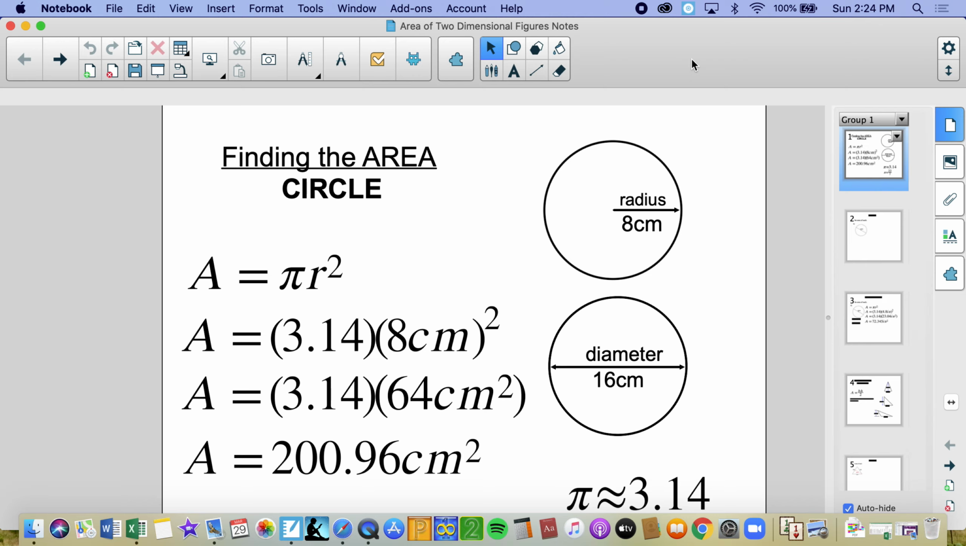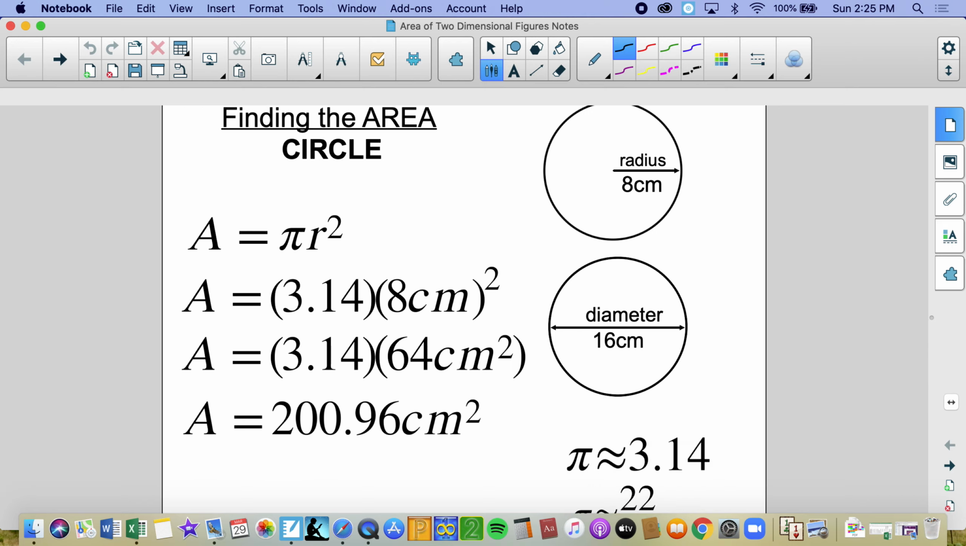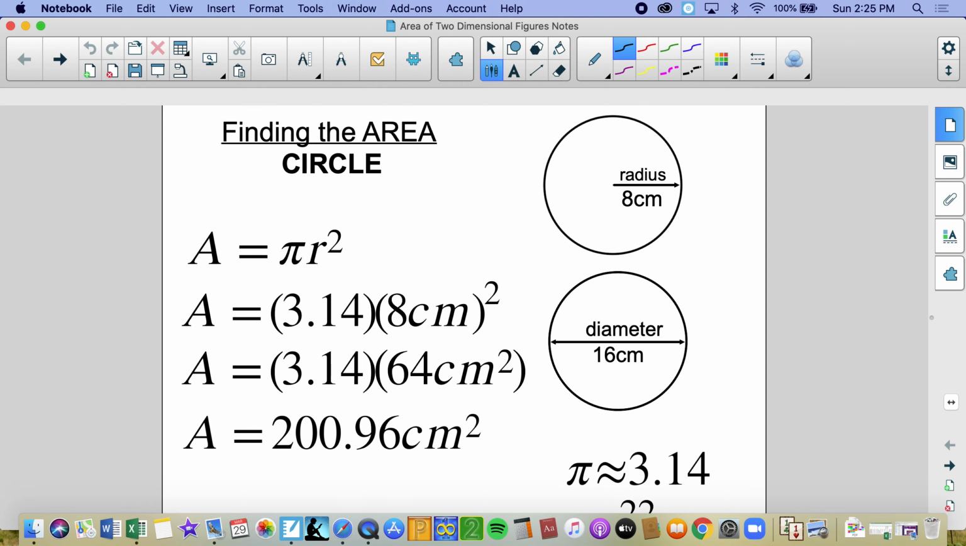So we will be working on area of two-dimensional figures, and the first figure that we're going to deal with is the circle. So we know that a circle's information can be given to us as a radius, where we're given the radius of the circle, or the diameter. Both of these have equivalent radius and diameters.